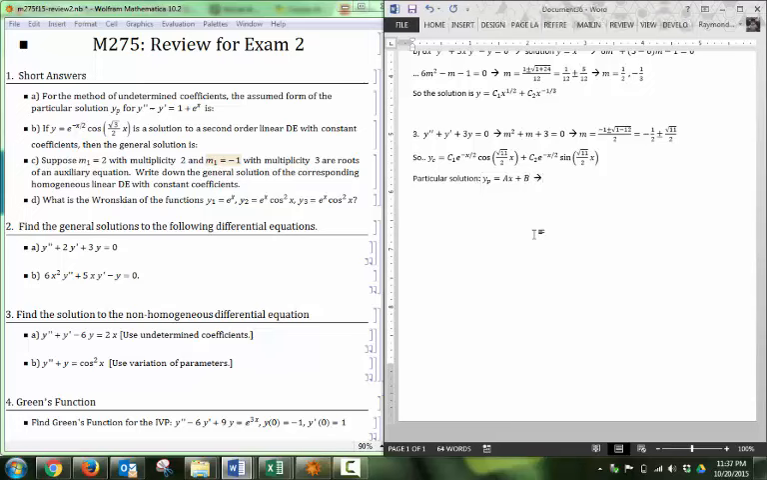Now, based on that, we need to make sure we find the first and second derivatives, put it back into the original differential equation, and solve for it. So the derivative of that is a, and then the second derivative turns out to be 0. Y sub p prime, double prime, is going to equal 0.